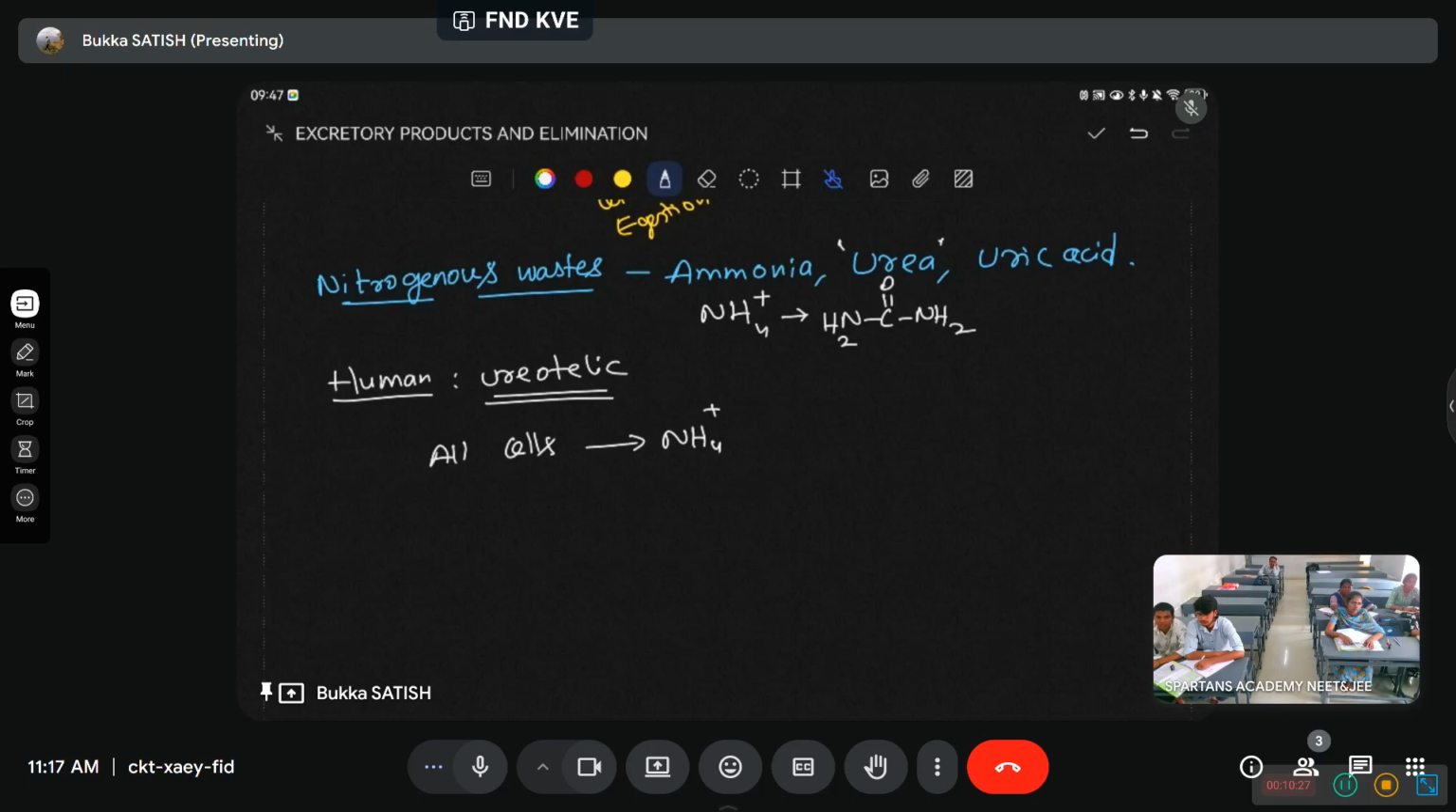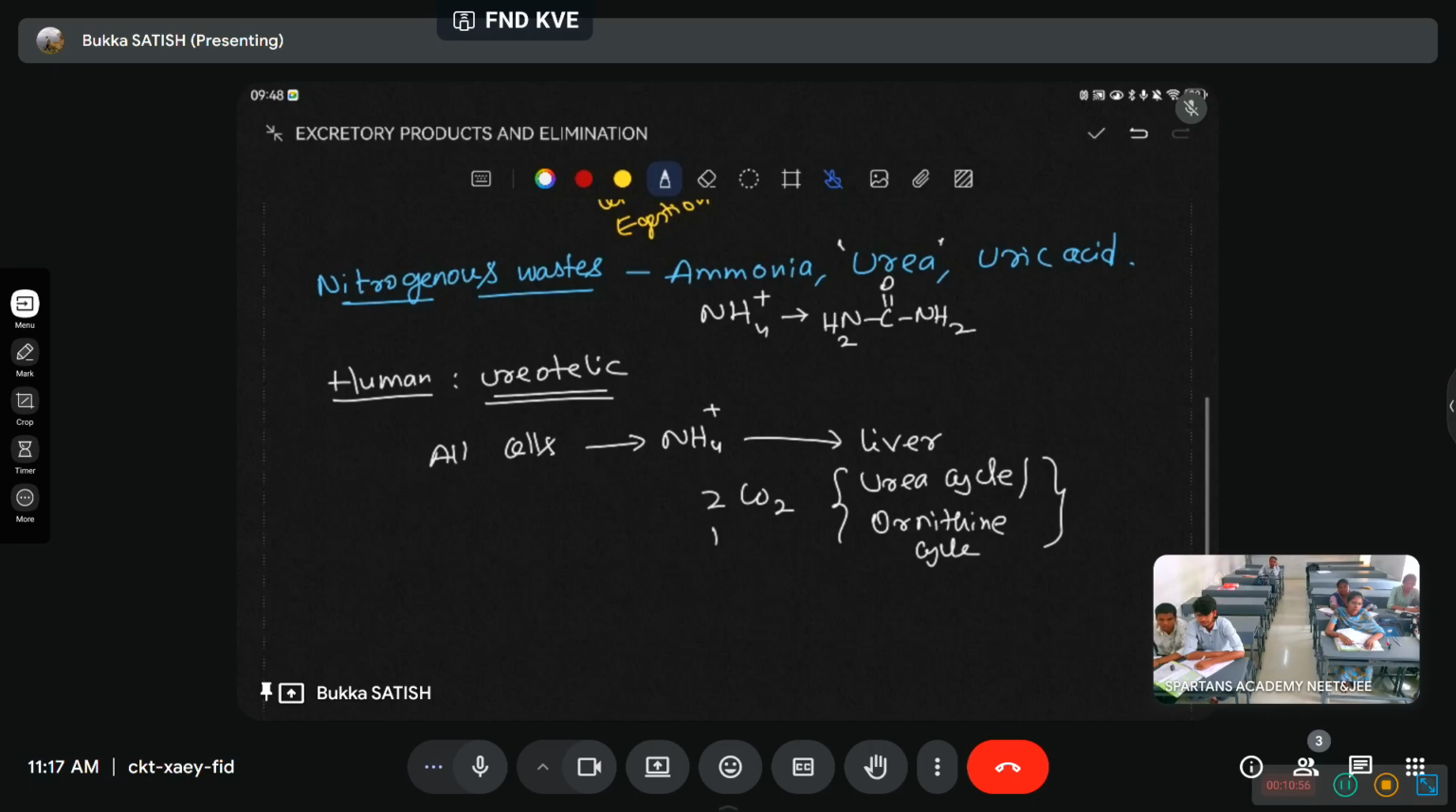All this ammonia from various cells will be carried to liver. Right. In the liver, there is a cycle called urea cycle, also called ornithine cycle. In this cycle, one carbon dioxide, two ammonias will be converted to one urea.